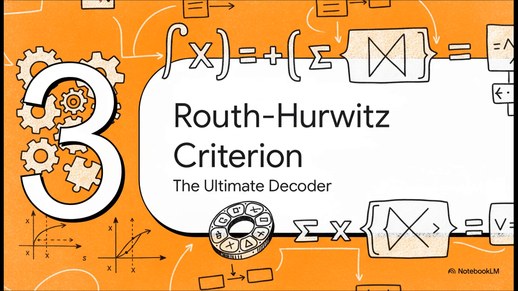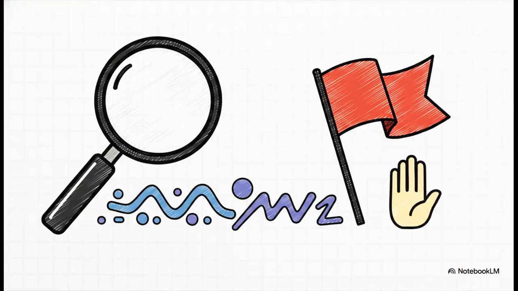Section 3. The Routh-Hurwitz criterion. Now you might be thinking, do I really have to solve massive polynomial equations by hand just to find where these poles are? Thankfully, no. Enter our ultimate decoder ring, the Routh-Hurwitz criterion. This was actually published independently by 2 different mathematicians, A. Hurwitz and E.J. Routh. Before we even dive into any heavy math, this criterion gives us a super quick visual check, a necessary condition for stability.